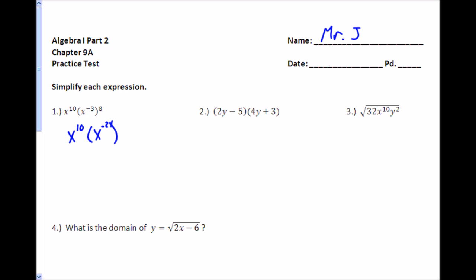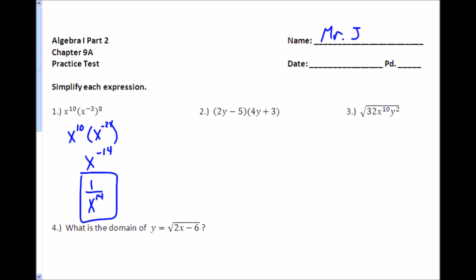And now I'm going to take care of this multiplication. When I multiply two things, I add the exponents. That's going to be an x to the negative 14th. And now negative exponents, I don't typically leave as negative exponents. I'm going to rewrite this as 1 over x to the 14th. Okay?